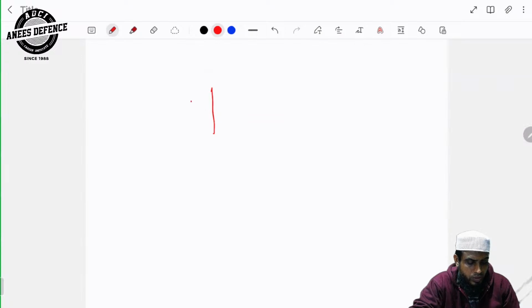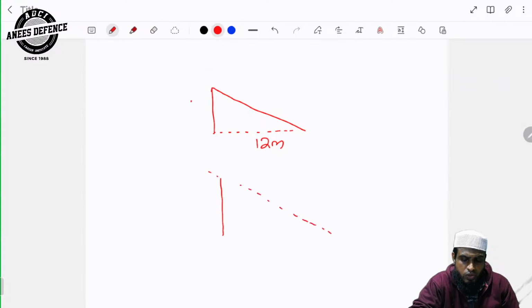This is a pole making a shadow length of 12 meter. Another pole making a shadow of 40 meter. So this can be combined. In both cases the angle is the same.